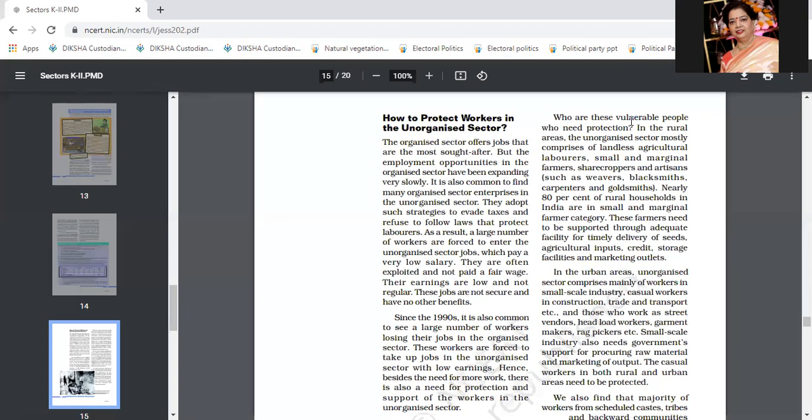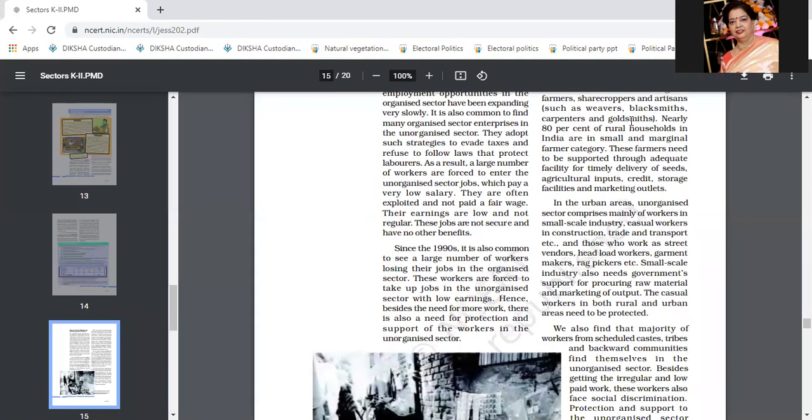Because in 1951, our government adopted an economic policy, the first policy introduced by the government, which was based on LQP. And in that policy, the government gave protection to the local producer. But after that, since 1990, the government has changed the policy, and workers who were engaged in the organized sector are also converting into the unorganized sector. Since 1990, workers losing their jobs in the organized sector are forced to take up jobs. Whatever jobs they are getting, they are adopting them. They are engaged in low earnings. So besides the need for more work, there is a need for protection and support of the workers in the unorganized sector.